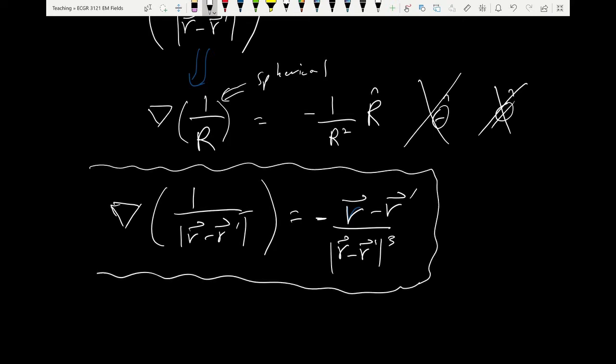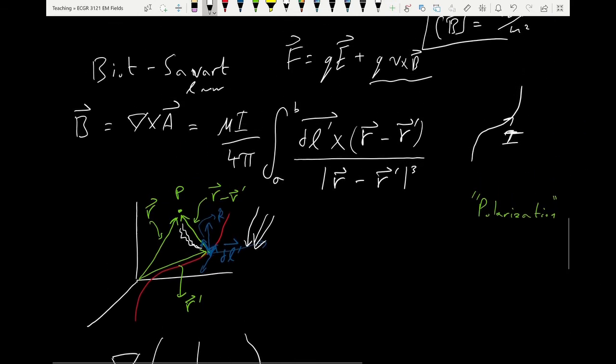It's a subtle argument, so if you don't get it the first time, that's fine. Go back and think about it. But we can write the gradient of the scalar function as minus r minus r prime over the magnitude of r minus r prime cubed. This right-hand side now exists inside the Biot-Savart law: I have r minus r prime over the magnitude of r minus r prime cubed.